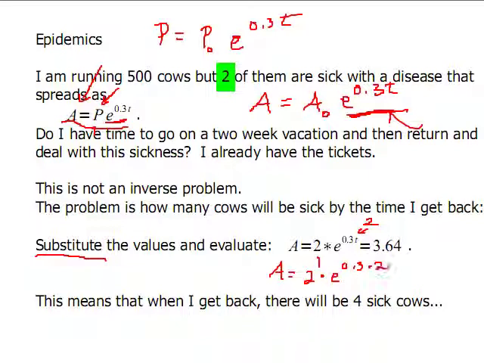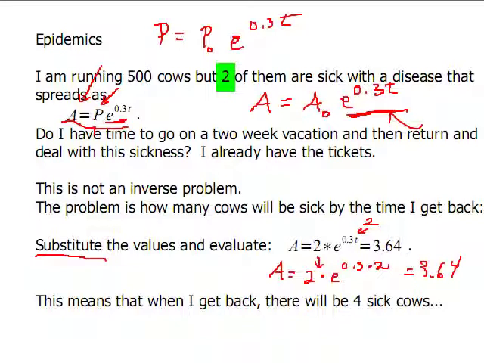You see, there's no variable to solve that's in an exponent. This is just an evaluation. And when I evaluate it, I find that I come back and 3.5 cows will be sick. So I'd say, well, that's okay. I can decide if that's all right. This one doesn't spread very fast.